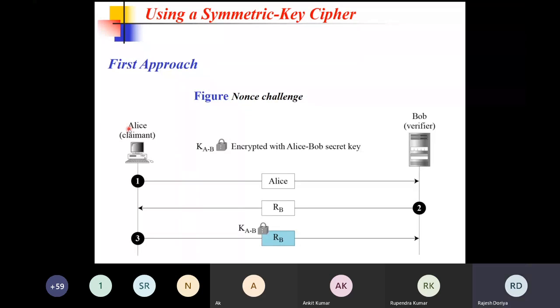So this is the first approach, where without actually sending a password, Alice has managed to prove her authentication, or her identity. And what is this shared secret key? This is your symmetric key, which of course has been there with Alice and Bob before the communication.